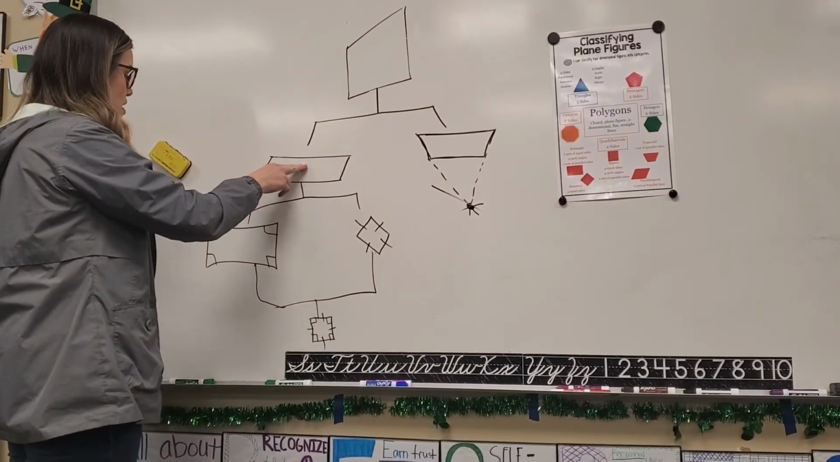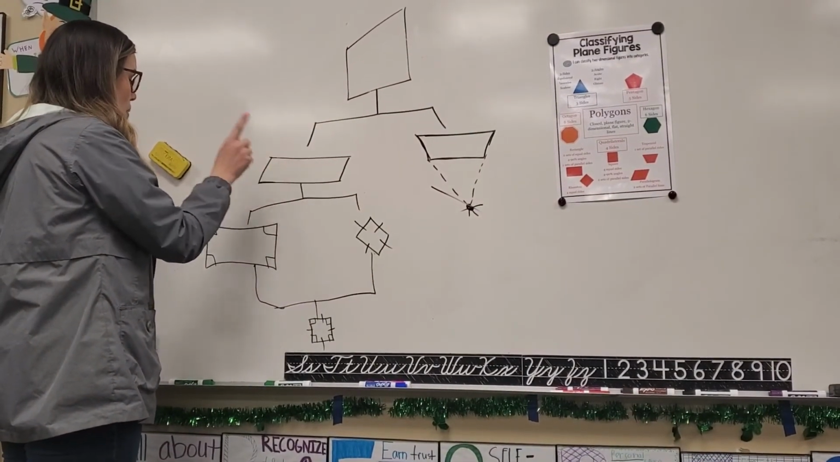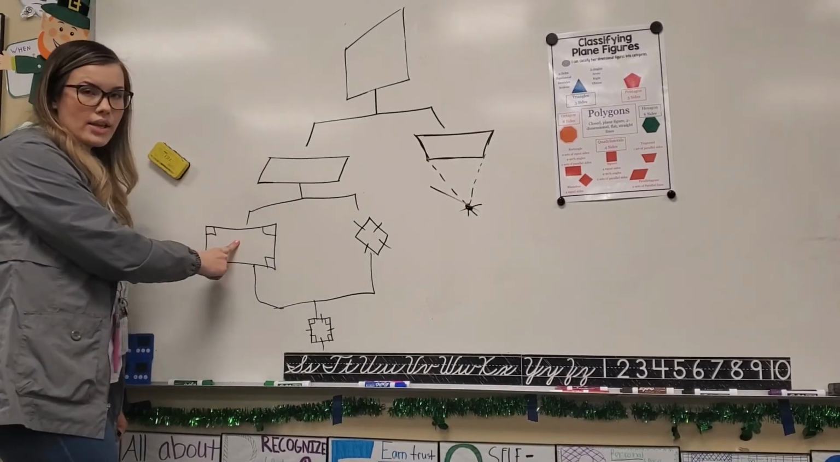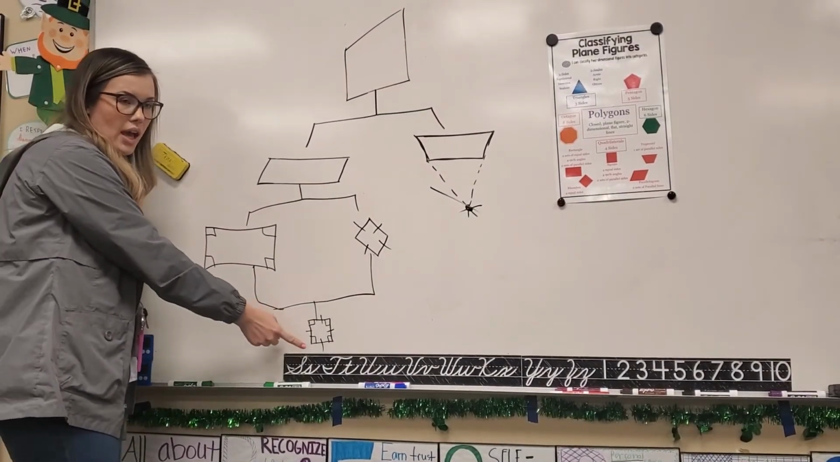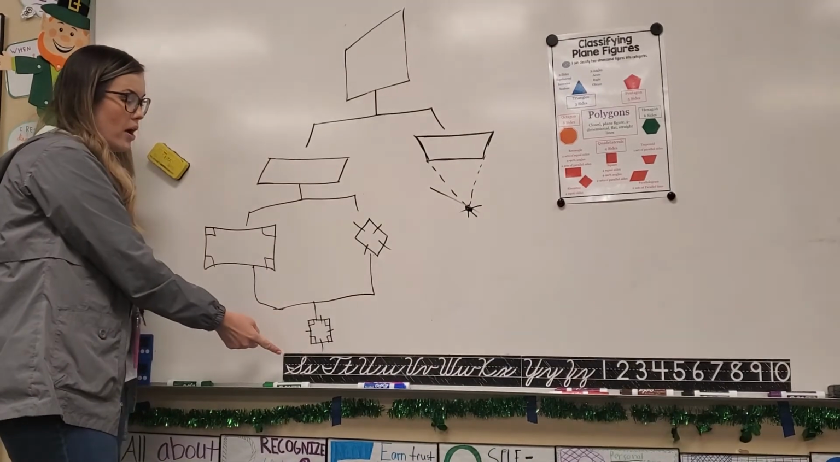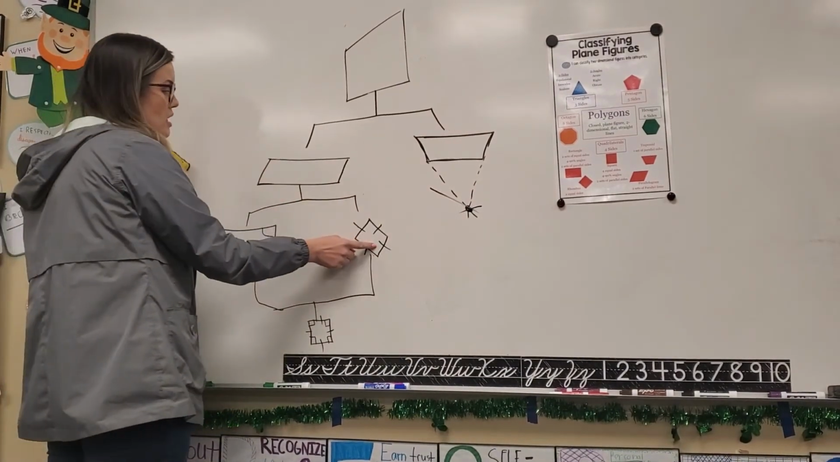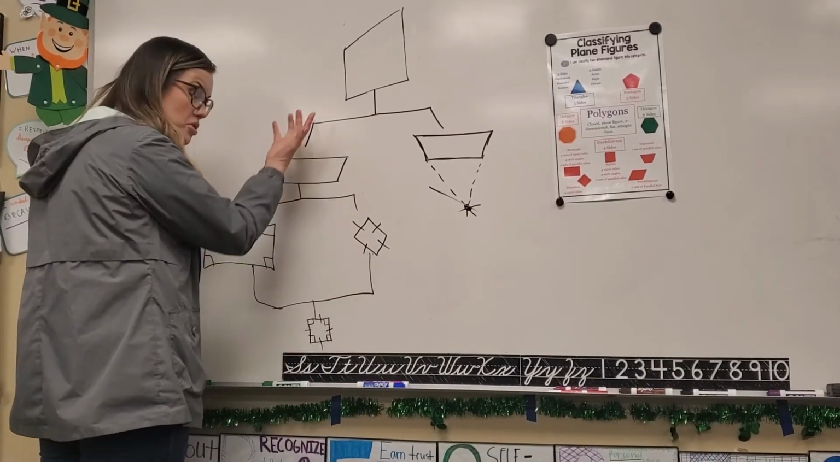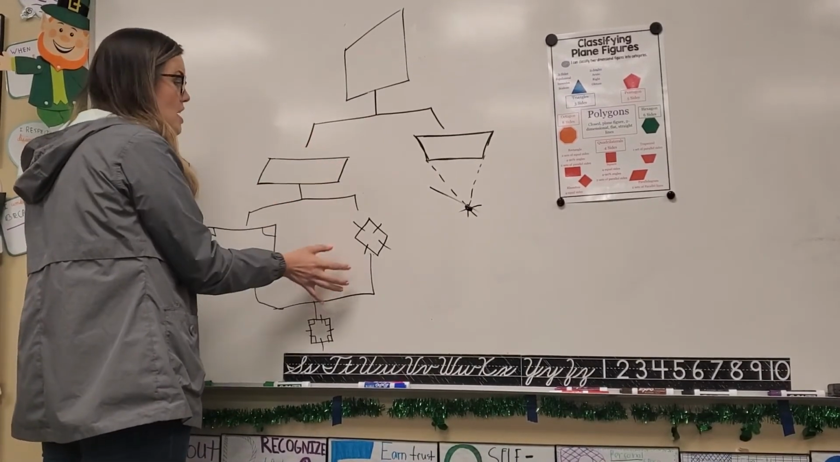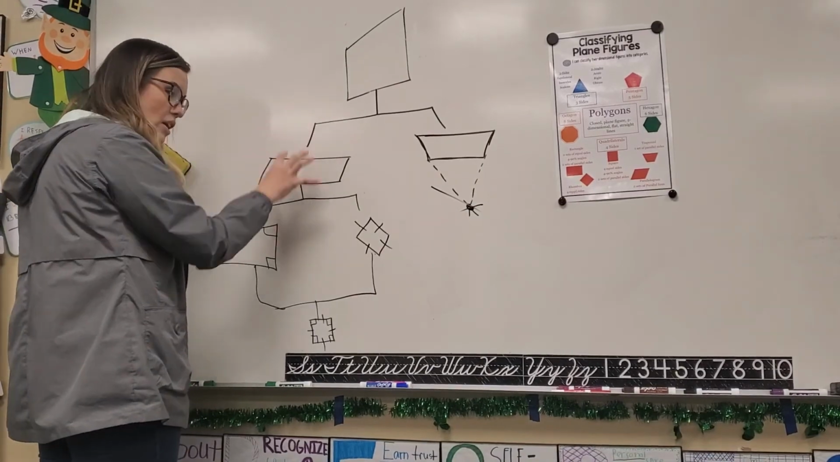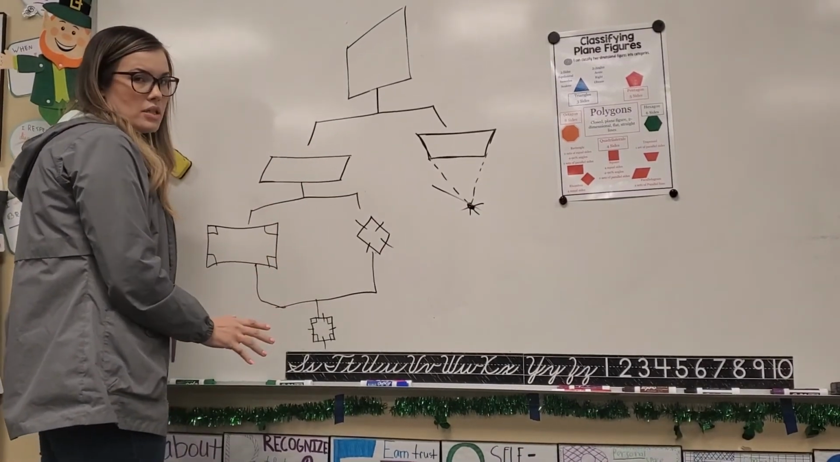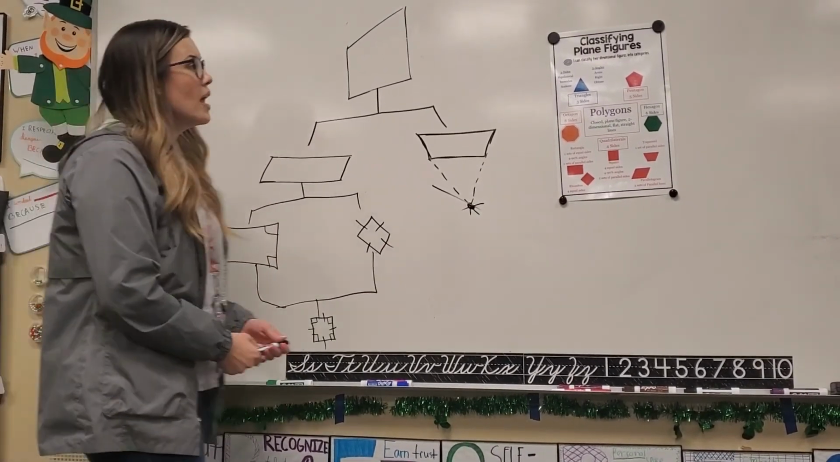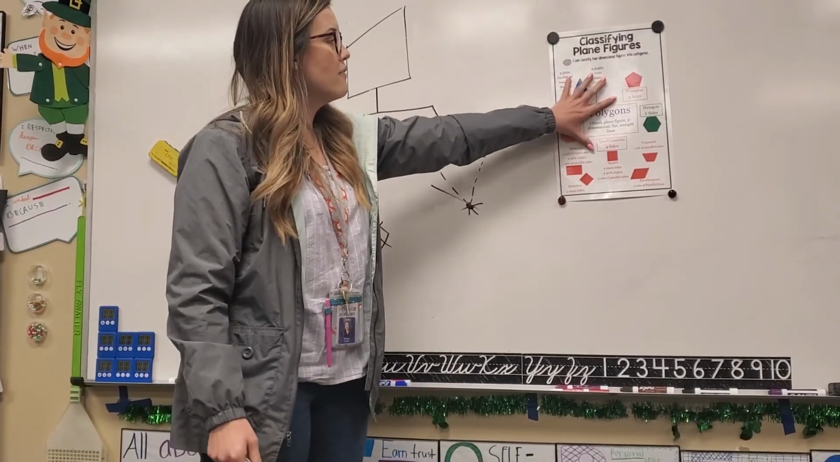For instance, are all parallelograms rectangles? No, because I have a square here, and that's also a parallelogram. Are all rhombuses parallelograms? Yes. So if I go up the tree, that's why I call it a tree, it's always true. If I go down the tree, sometimes it's false. Okay? So that was classifying plane figures.